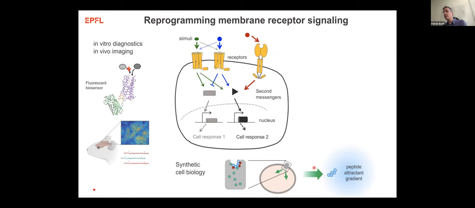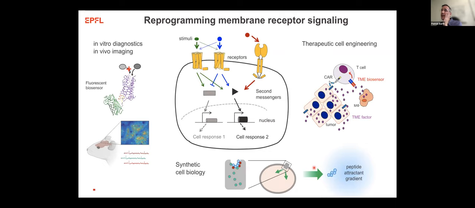And finally, in the context of therapeutics and cell engineering, if we could design biosensors that sense particular molecules in the tumor microenvironment and couple the sensing of these molecules to the activation of signals in T cells, for example, we could help CAR T cells to better sense and respond to the tumor microenvironment and eventually improve CAR T cell therapies. So this is a very broad overview of what we could imagine with designing membrane receptor signaling.